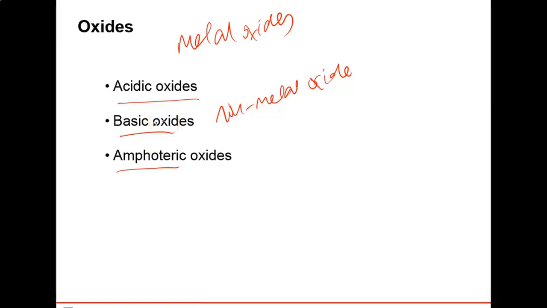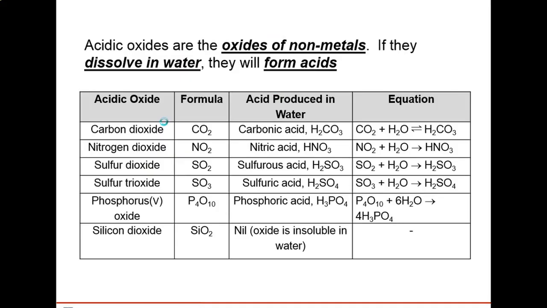Let's understand a little bit more first on the first two oxides, acidic oxides and the basic oxides. So an acidic oxide is an oxide of a non-metal. For example, carbon dioxide. This is a non-metal oxide. The oxide portion is here. This is the non-metal portion. So a non-metal oxide is an acidic oxide. Okay, and if they dissolve in water, they will form acid.